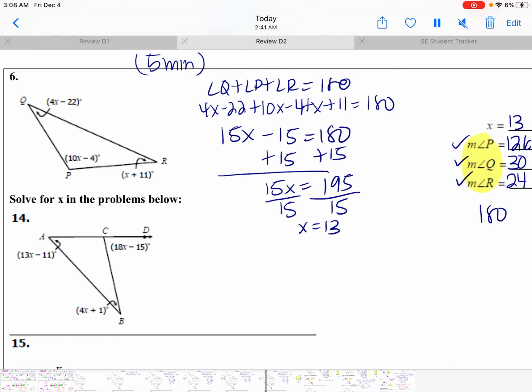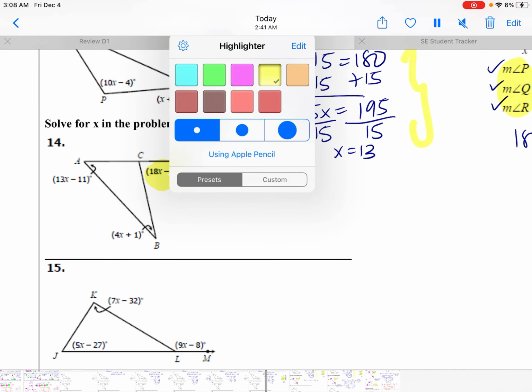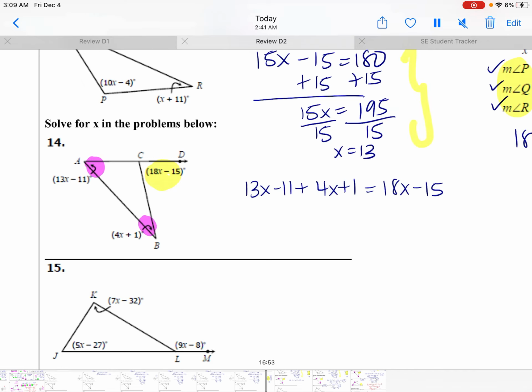All right, let's move on. Now looking at this problem that is labeled problem 14, notice that we're dealing now with an exterior angle. That exterior angle, 18x minus 15, is equal to the sum of the two non-adjacent angles. So my equation should be 13x minus 11 plus 4x plus 1 equals 18x minus 15.